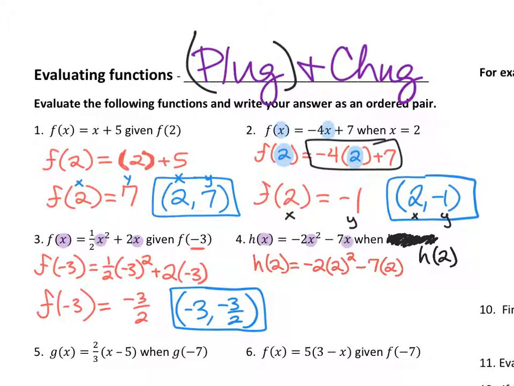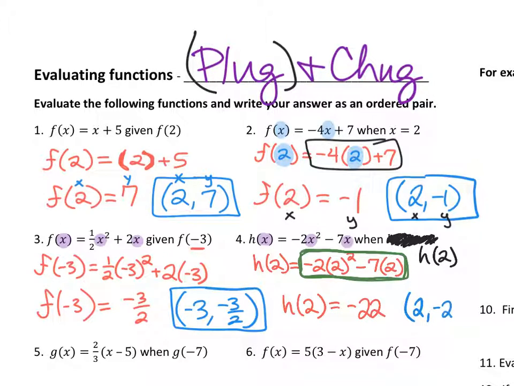All that you're plugging into your calculator is the part that comes after the equal sign. I had some people confused about that earlier. You're just plugging in what comes after the equal sign. So we've plugged, and once we chug, we know that h of 2 is equal to what? Negative 22. That's the output when I plug that into my calculator. So we know that the coordinate, or the ordered pair that goes with this particular function notation problem, is 2, comma, negative 22.